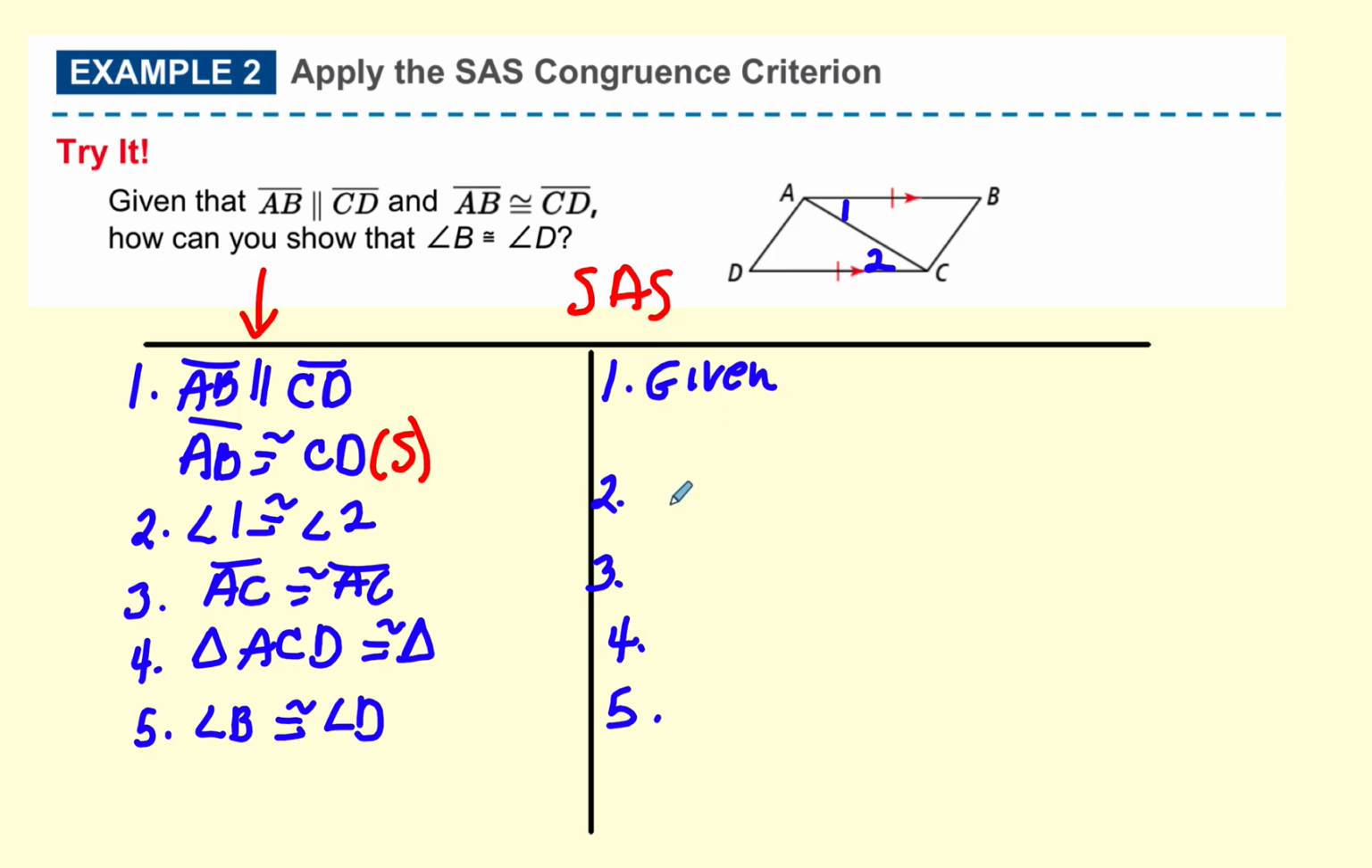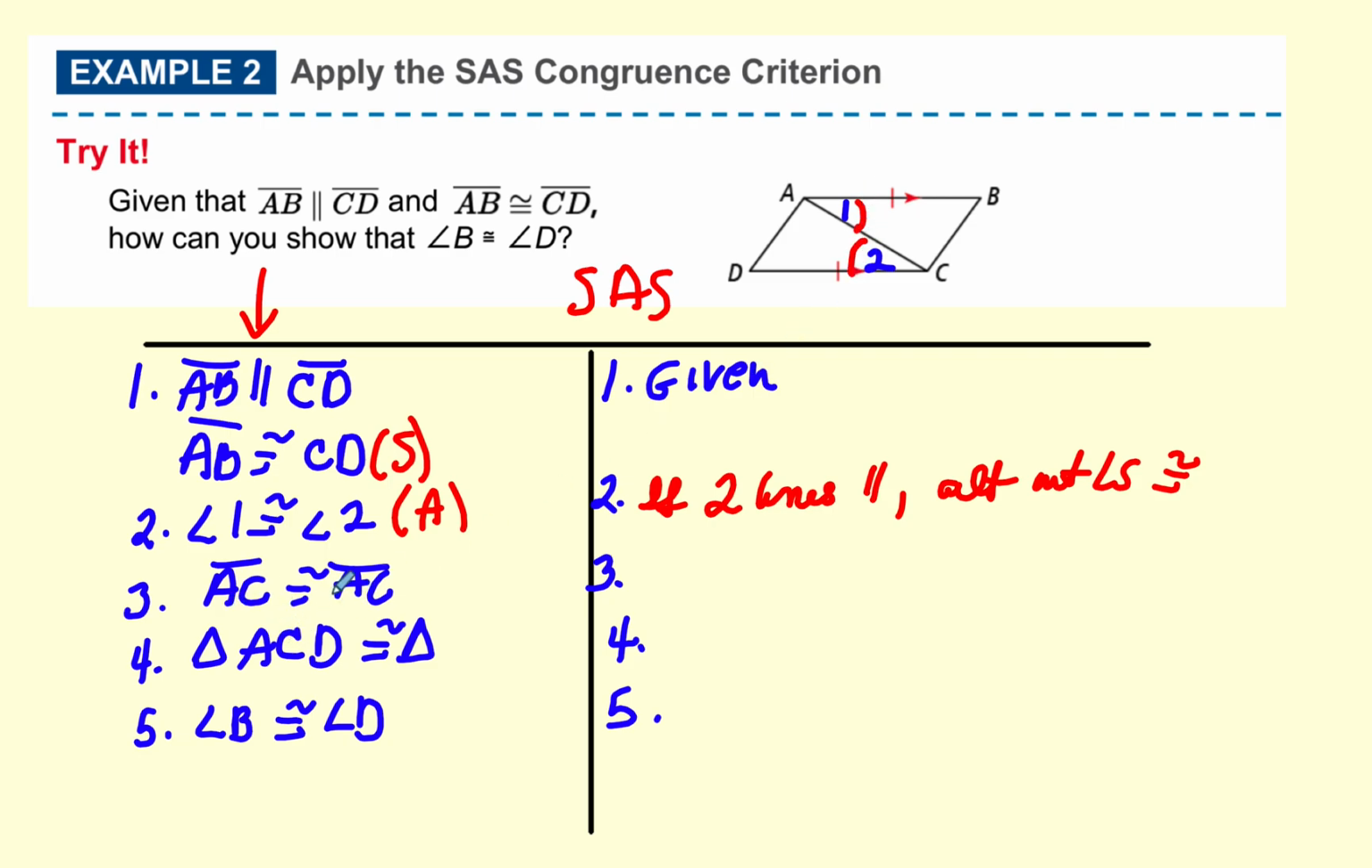All right, number 2, angle 1 is congruent to angle 2, and that's because if 2 lines are parallel, alternate interior angles are congruent. So the parallel lines were very helpful. They gave us a pair of angles. So I'm going to go ahead and mark this. This angle is congruent to this angle.